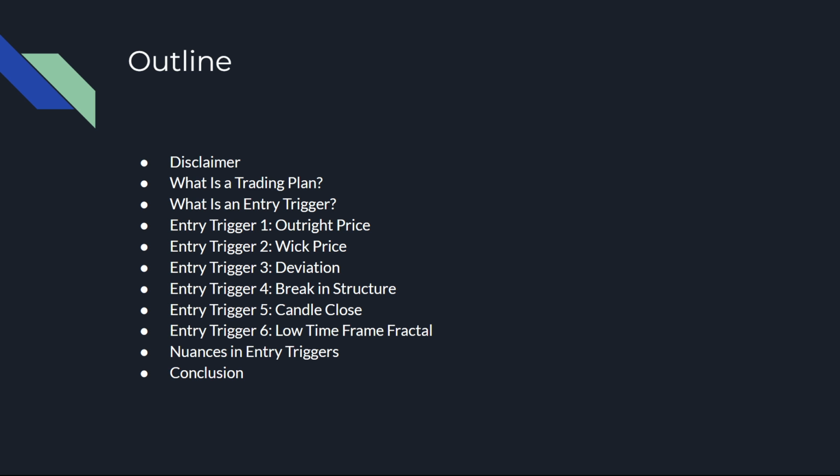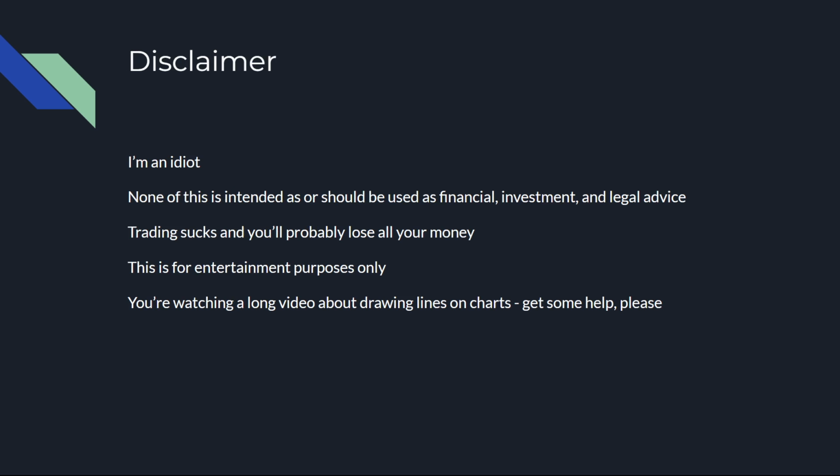Now, to business. We're going to start with a disclaimer where I basically tell you that I'm an idiot and you shouldn't watch the rest of the video. Then we'll get into the main portion. We'll start with some basics. We'll discuss what is a trading plan and what is an entry trigger. We'll cover 6 types of entry triggers. We'll go over some nuances and then we'll conclude.